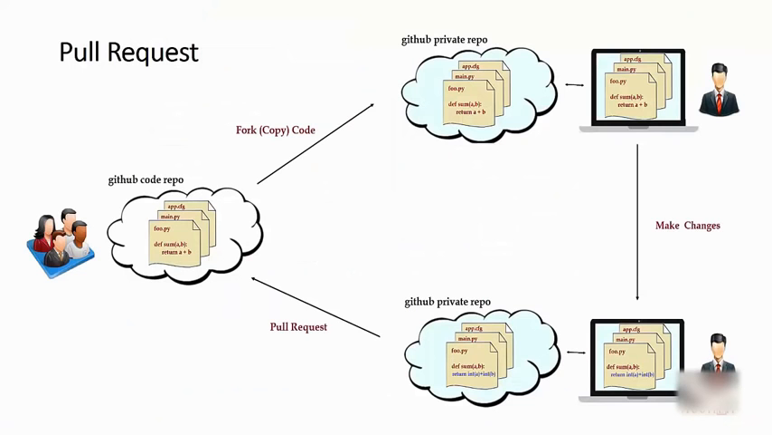Okay, let me now cover some of the interesting features of GitHub. The most important feature of GitHub is a pull request. What pull request does is it allows you to collaborate with other projects.